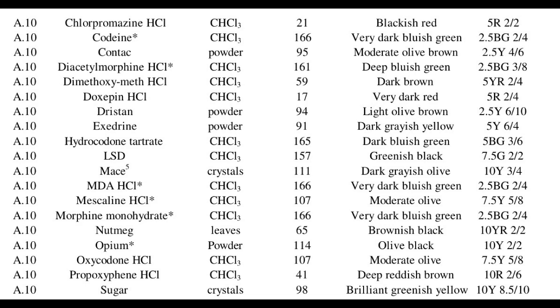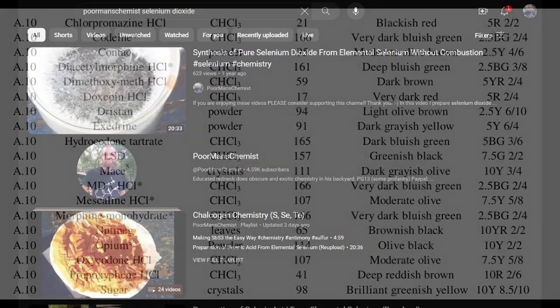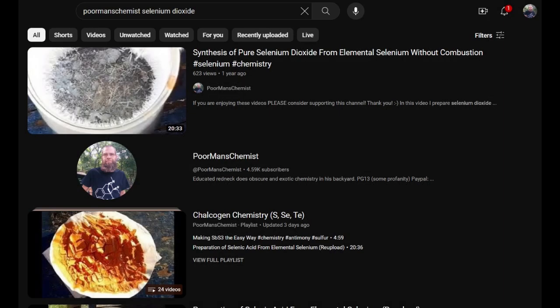Selenium dioxide may also be used, although selenous acid is just selenium dioxide dissolved in water. This is not hard to achieve, as the dioxide is actually fairly soluble in water. And since I already showed you guys how to make pure selenium dioxide from relatively cheap elemental selenium without having to resort to combustion, there's really no excuse for not using this excellent reagent test.